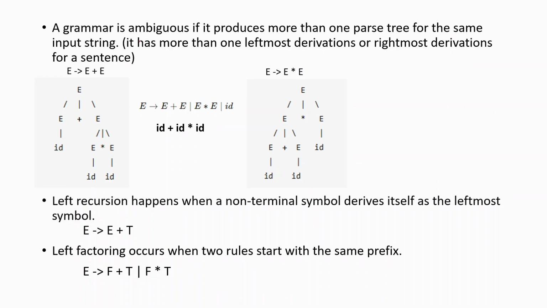Now when you use the LL parser, you have to understand that the grammar will not be ambiguous, it will not have left recursion, and it will not need left factoring. So first we have to know what is meant by ambiguous. A grammar is ambiguous if it produces more than one parse tree for the same input string. If you see here, this is our input string, and this is one parse tree which produces the string, and this is another parse tree which also produces the same input string.